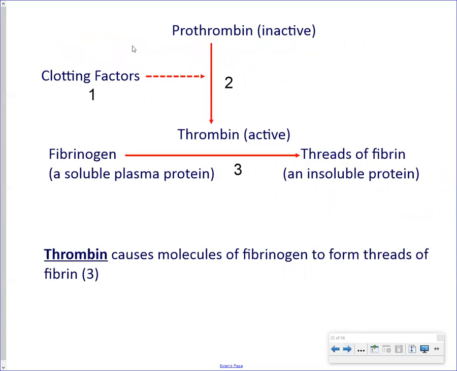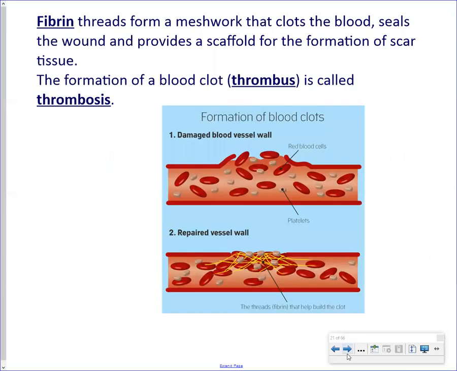So we've got the first bit that we talked about just previously. There's the clotting factors converting prothrombin into thrombin. The next thing that happens is that thrombin, now an active enzyme, is converting a soluble plasma protein called fibrinogen into strands that are insoluble, or threads that are insoluble, called fibrin. Now it's fibrin that creates the mesh that basically causes these clots to form.